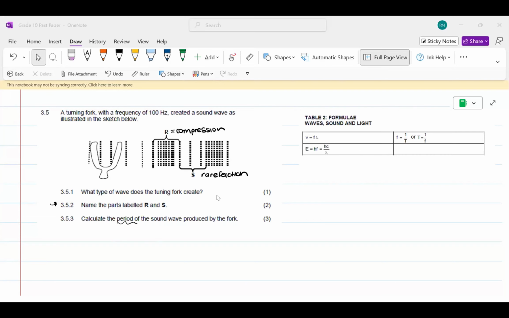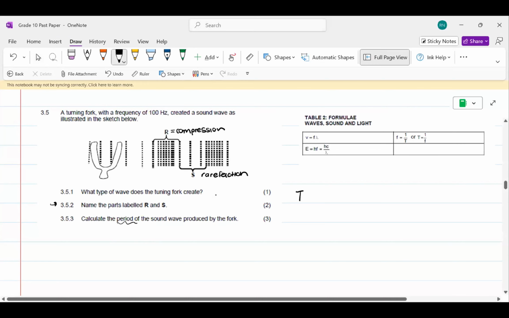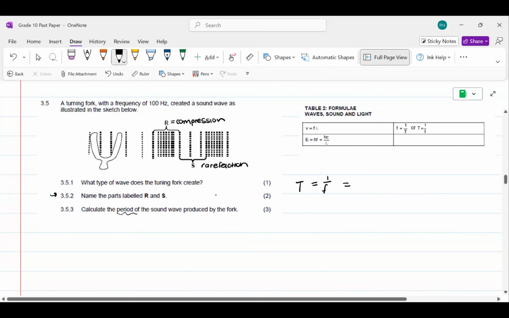Okay, so like we said before, the symbol that we use for period is T, and in our formula sheet, we're told that T will be 1 over the frequency, which they give us as 100 hertz. And so our period is going to end up being 0.01 seconds. Perfect.